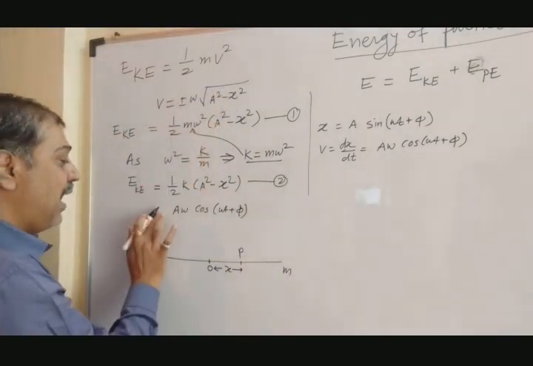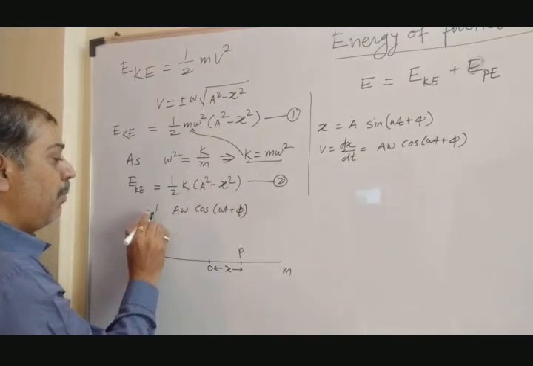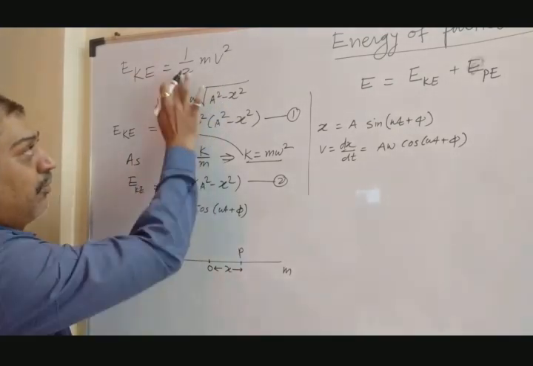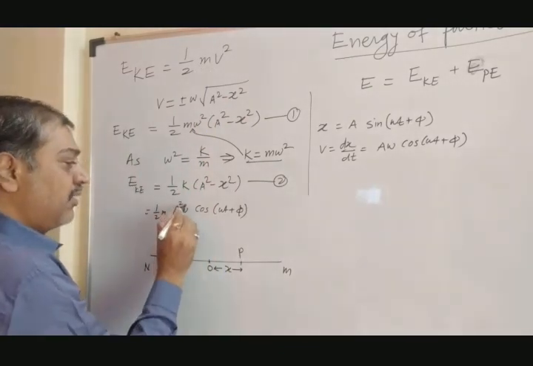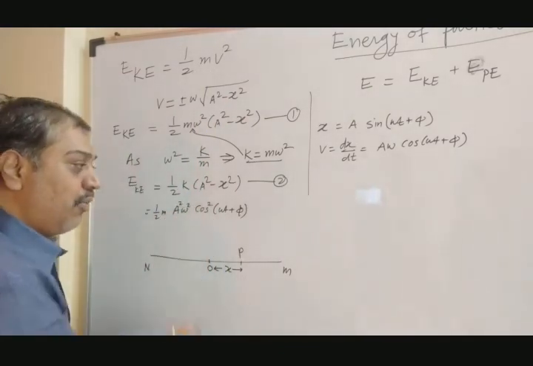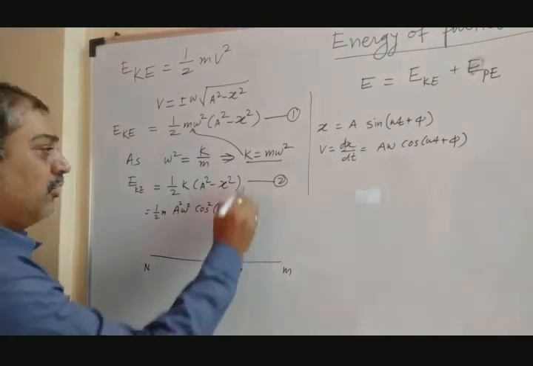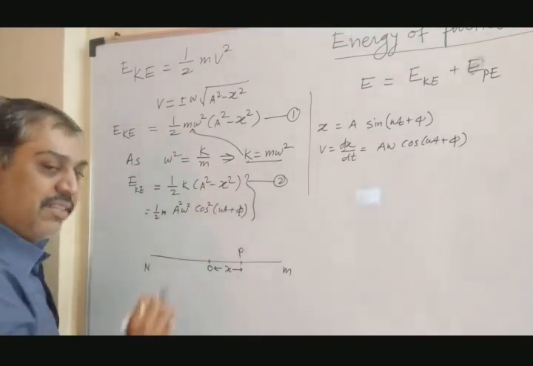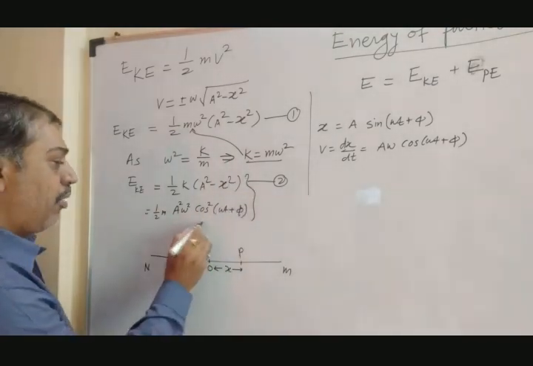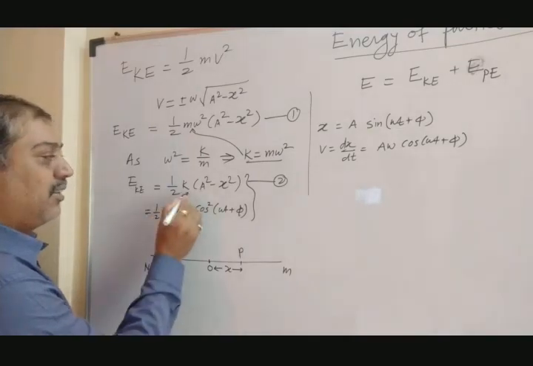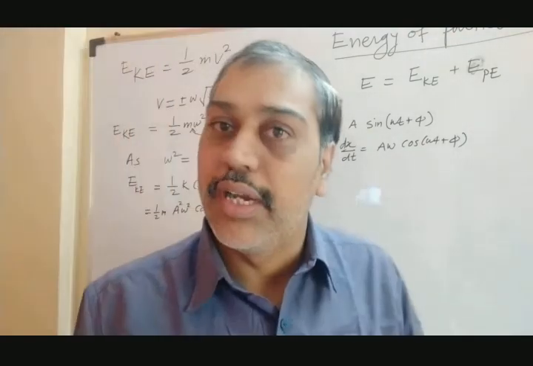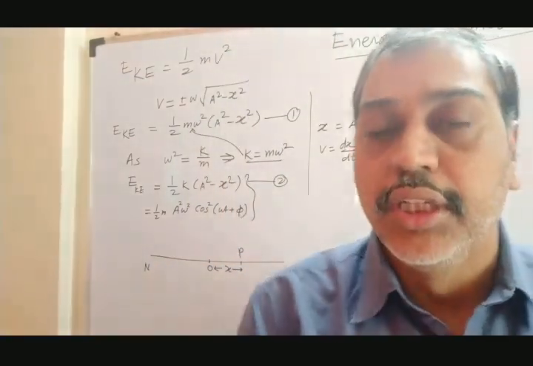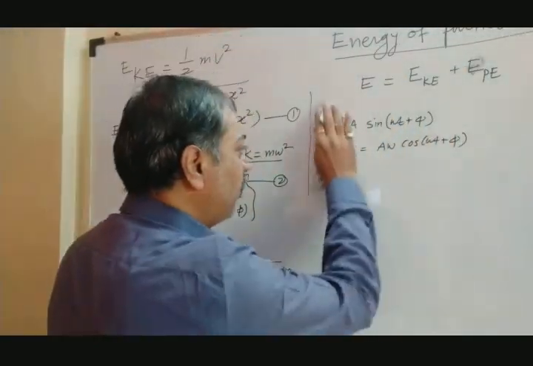So you can write this as equal to 1 by 2 m. This 1 by 2 m comes with v square, and we have put this as A square omega square cos square of omega t plus phi. So these two equations are again the same. This one is in terms of a trigonometric function, and this one is in terms of k, and this one is in terms of m omega square. I hope you got this as the kinetic energy. Now let's go to the potential energy of the particle.